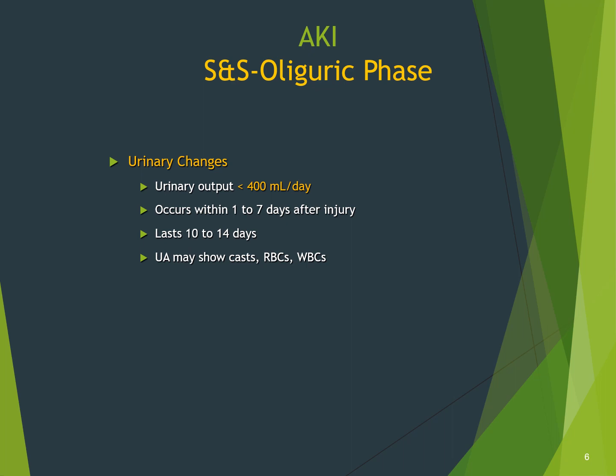UA may show casts, RBCs, and white blood cell count. Casts are formed from mucoprotein impressions of the necrotic renal tubular epithelial cells, which detach or slough off into the tubules.